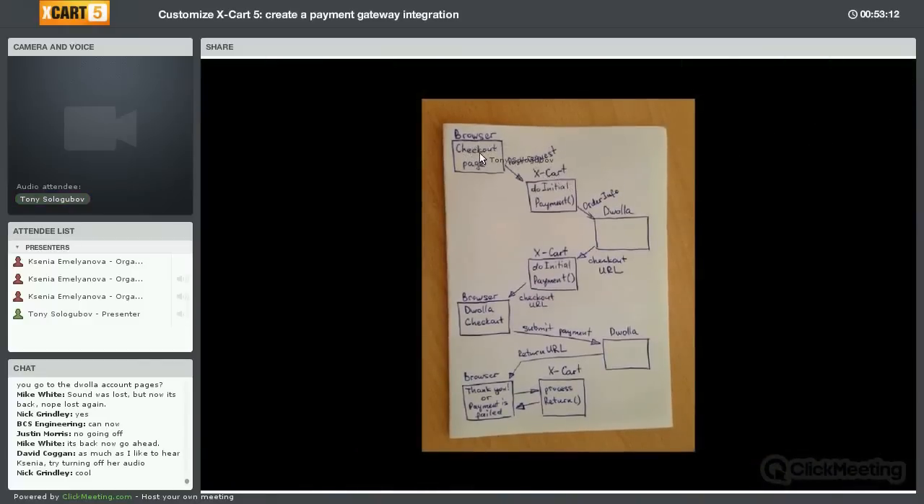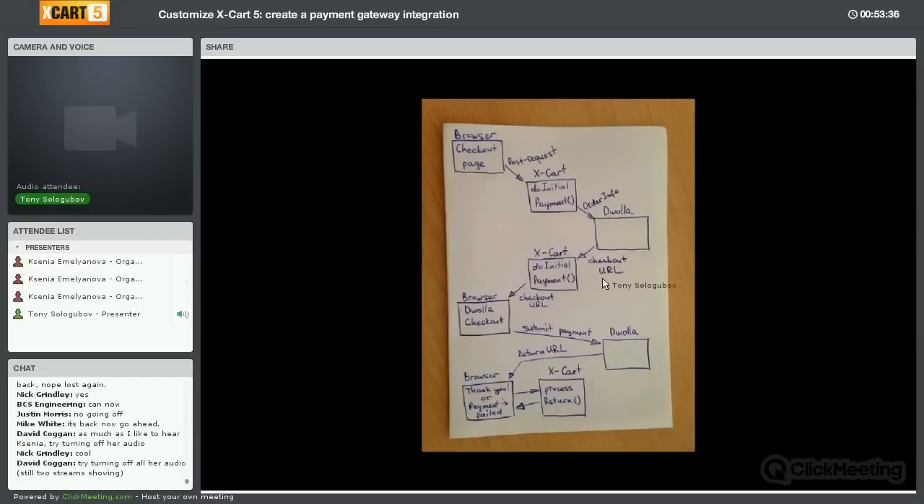What we should do: the customer is at the checkout page. They send a post request to Xcard. Xcard collects order information and sends it to Dwolla. Dwolla returns a checkout URL to Xcard, and Xcard redirects the customer through their browser to Dwolla's site.